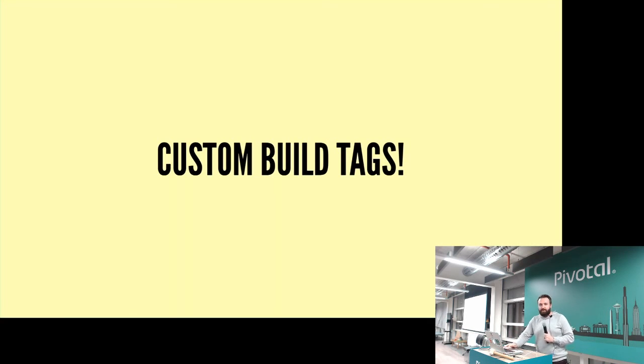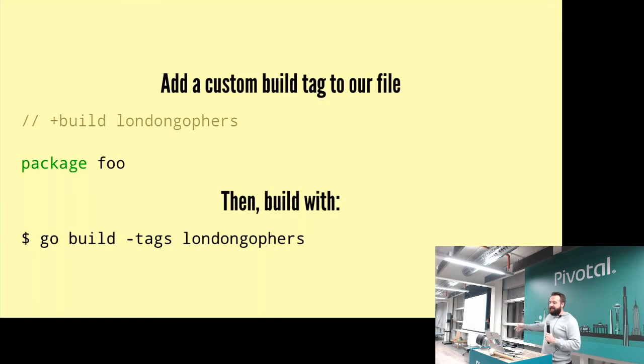So for example, if we were building a custom version of the program for LondonGophers, we could add a LondonGophers build tag to some files. So now this file will only be included when we call go build with -tags LondonGophers. Otherwise, this file won't be in there. Now, the nice bit is go test also takes a -tags flag. So we can use the same thing in our tests as well.